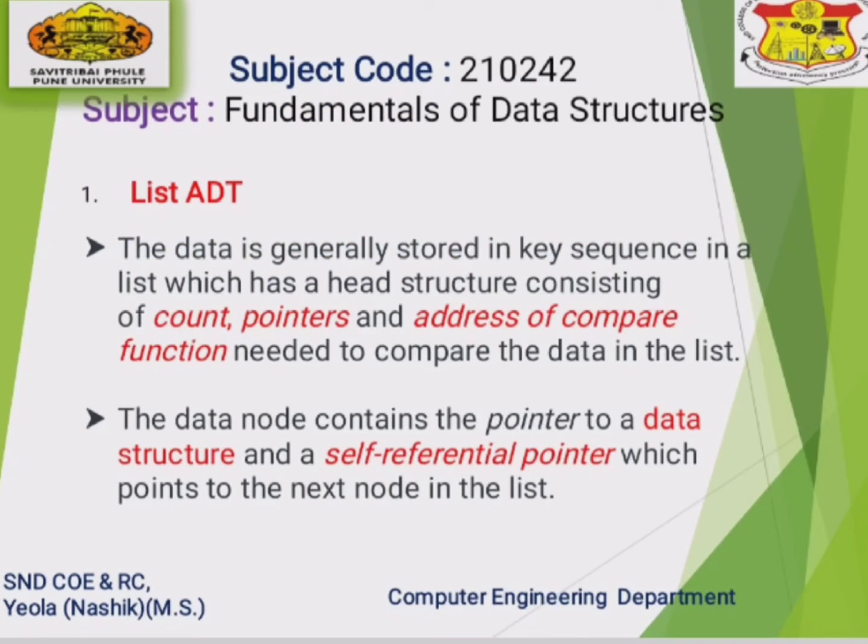First is list ADT. The data is generally stored in key sequence in a list which has a head structure consisting of a count, a pointer and the address of a compare function needed to compare the data in the list. Second, the data node contains the pointer to a data structure and a self-referential pointer which points to the next node in the list.